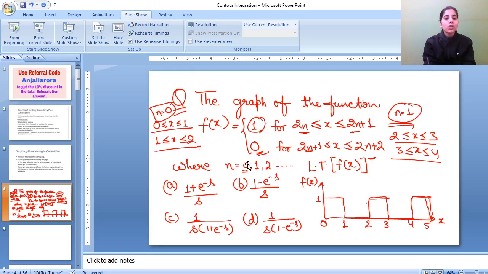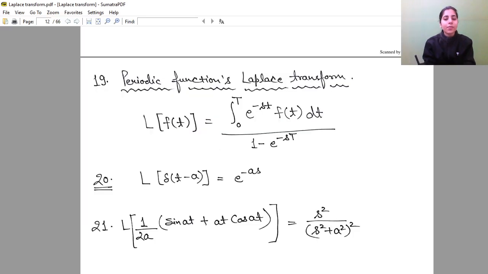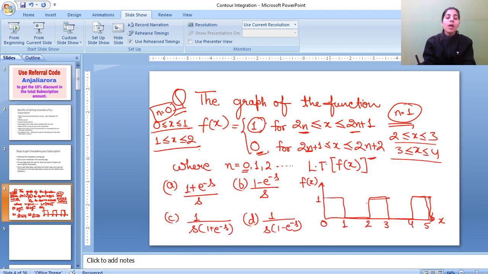So guys, our question was basically this one, which is the graph of the function f(x) equal to 1 and 0, where the values of the function can be 1 or 0 depending on the range. Clear? And the n values possible in this case are 0, 1, 2 and so on. So you need to find the Laplace transform of this function. Clear? We have already discussed that it is a periodic function. But the point is, what is the period of this function?